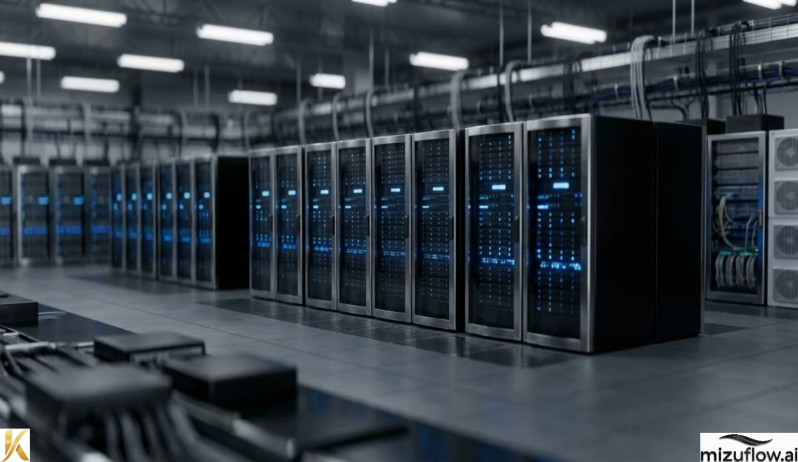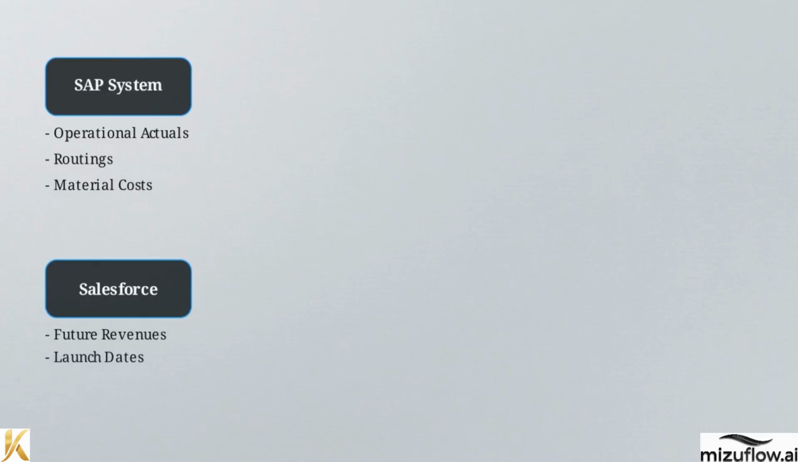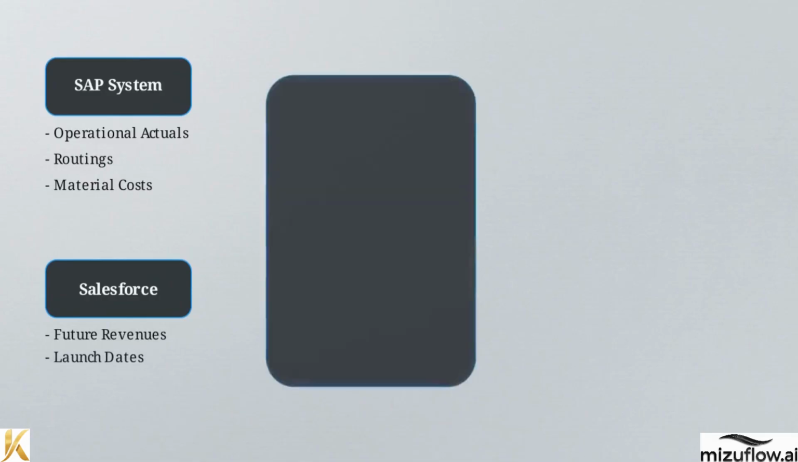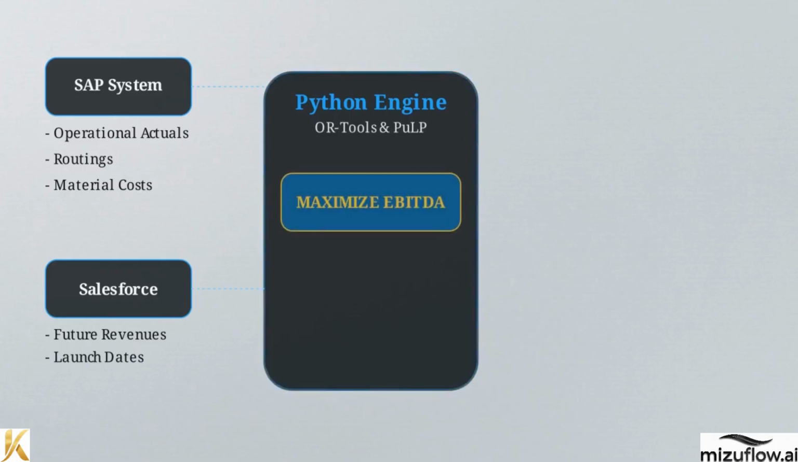Managing these cascading, multi-departmental impacts in real time requires specific technological infrastructure. This three-part data architecture map visualizes the necessary inputs on the left. Operational actuals, routings, and material costs are pulled directly from the SAP system. Weighted future revenues and launch dates are pulled from the Salesforce pipeline. These disparate datasets feed into the central processing layer, a Python optimization engine utilizing libraries like ORtools and Pulp. The Python engine's objective function is mathematically clear: maximize EBITDA.